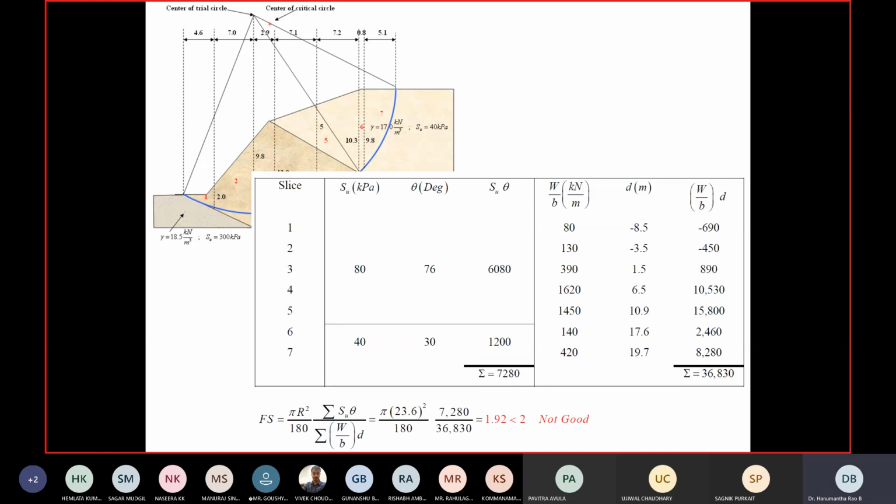Okay, so we have seen two varieties of problems corresponding to the method of slices. In the previous one, it was a simple weight calculation, and here it is based only on moment. So we have taken the moment equilibrium of each and every slice, while in the previous, it was only the force equilibrium. This sum deals with the moment equilibrium, while the previous sum deals with the force equilibrium.